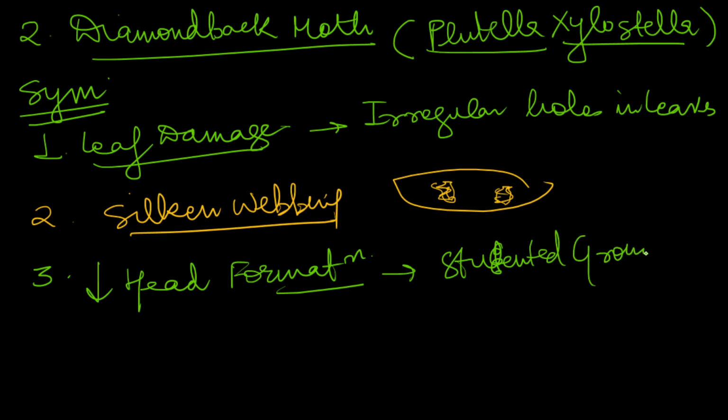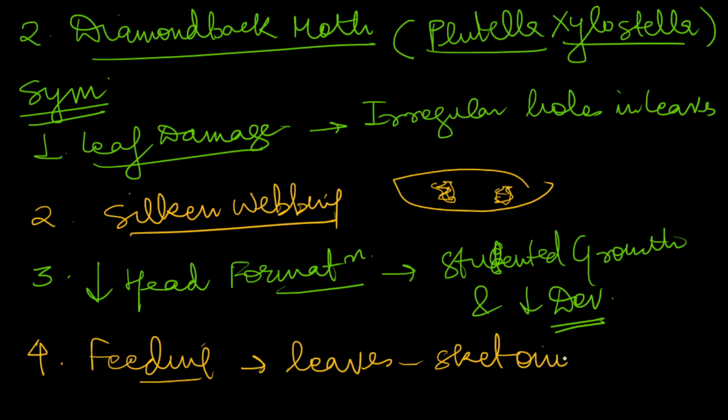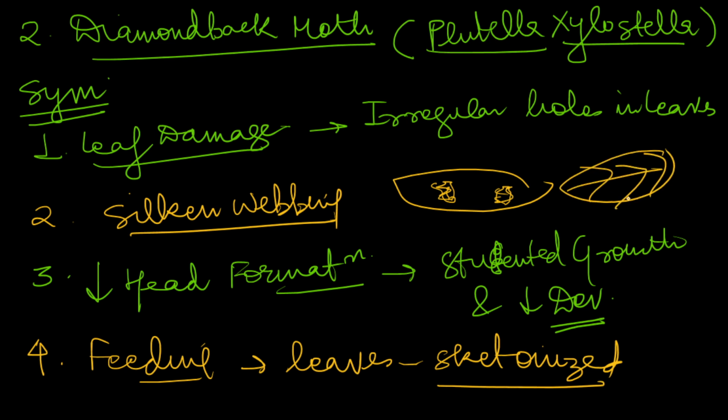Stunted growth and very less or under development. They can also feed on the leaves. During feeding, you will find they make the leaves skeletonized. What is skeletonized? Only the leaf skeleton will remain, and everything in between will be eaten by the larva. So these are the symptoms of the diamondback moth.